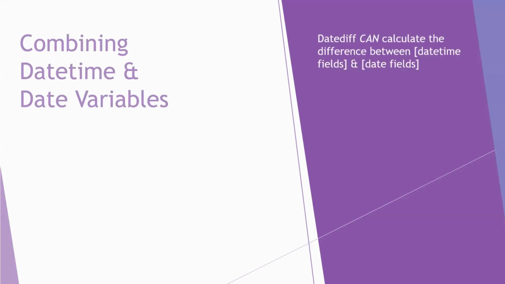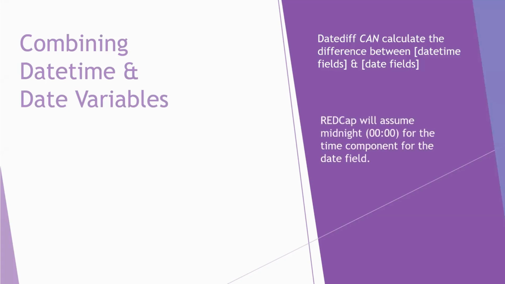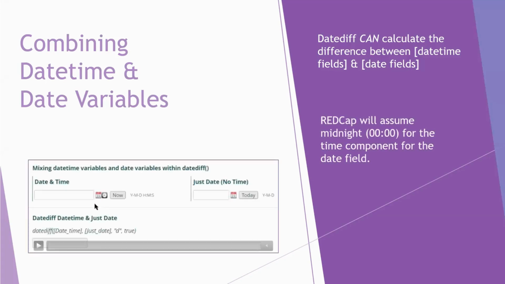Okay, so REDCap can calculate the difference between date time fields and just regular date fields. It's going to assume midnight for the time component of the date field. And here's a quick example. So that's helpful to know.